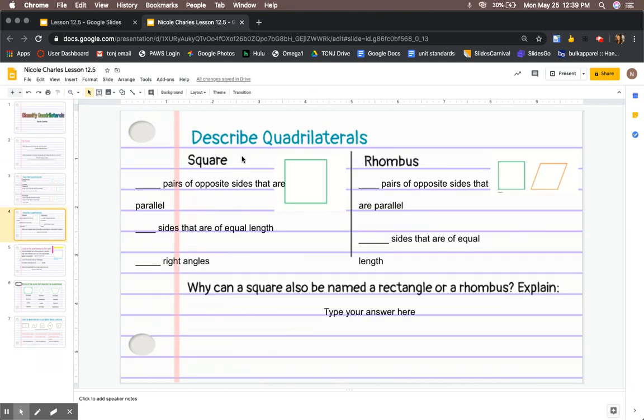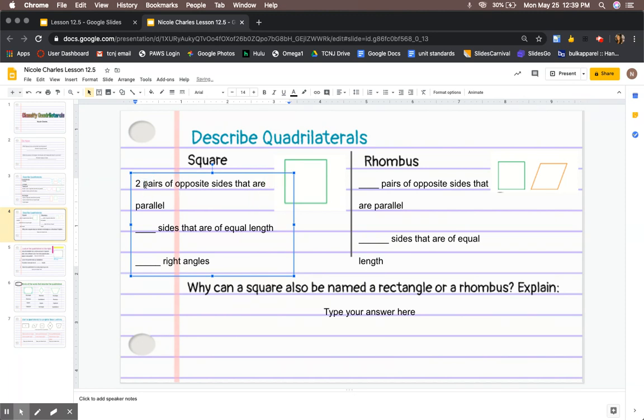So now a few more quadrilaterals. We have a square and a rhombus. Looking at the picture of a square, how many pairs of opposite sides are parallel? Let's look. We have 1 pair, 2 pairs. So we can answer this by saying 2 pairs of opposite sides that are parallel. How many sides are of equal length? In a square, what do we know about the sides? Let's try to remember back. In a square, we know that all the sides are equal. So we can say that 4 sides are of equal length, meaning that every side in a square is the same size. Now, how many right angles are there? Same as the rectangle, let's just count them up: 1, 2, 3, and 4. So we have 4 right angles.